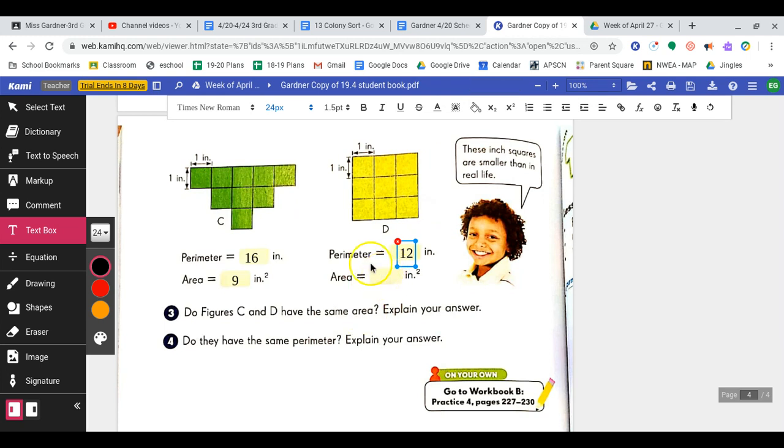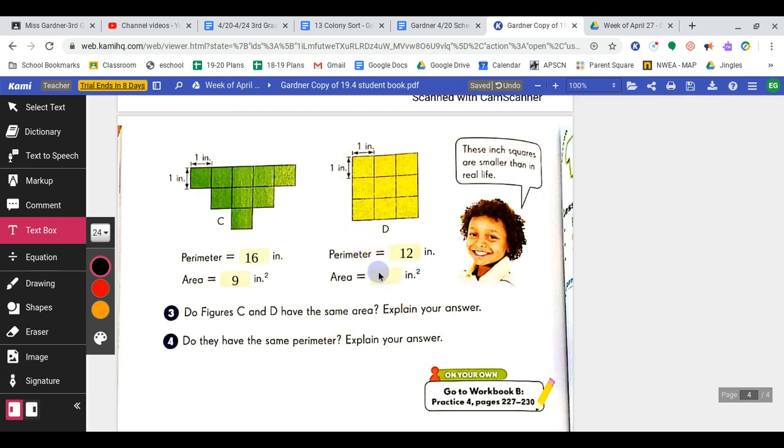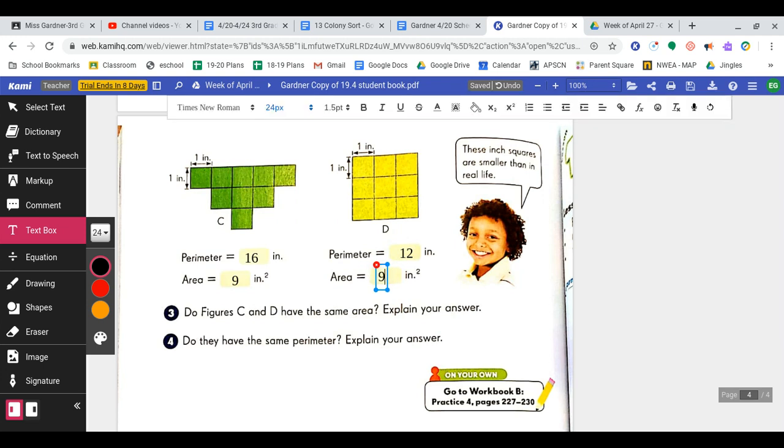For area, we're going to multiply as well to find how many square inches are inside of the shape. 3 times 3 is 9. 9 square inches. Do they have the same area? Yes, they do. The same number of square inches. Do they have the same perimeter? No. Figure C has more lines. It takes up more inches to actually go around that shape.